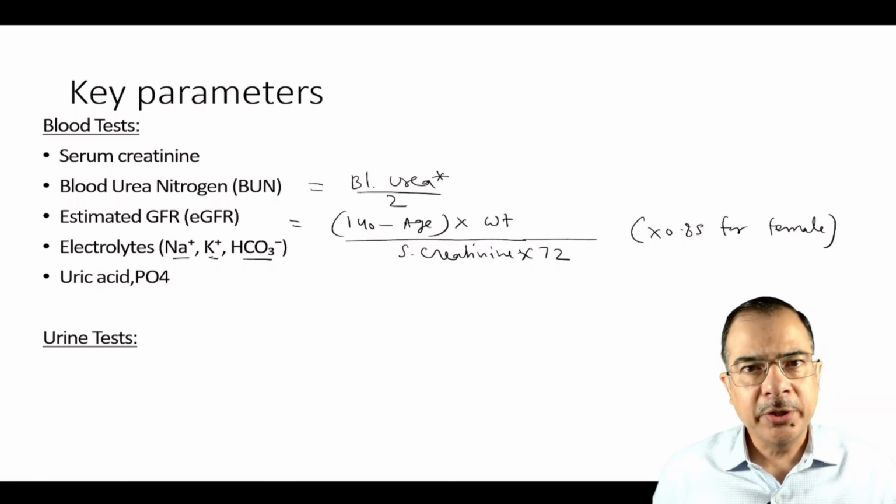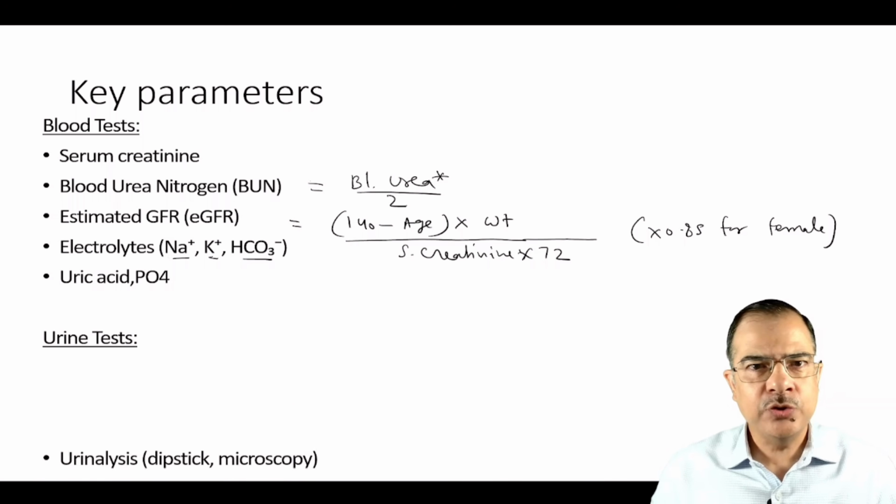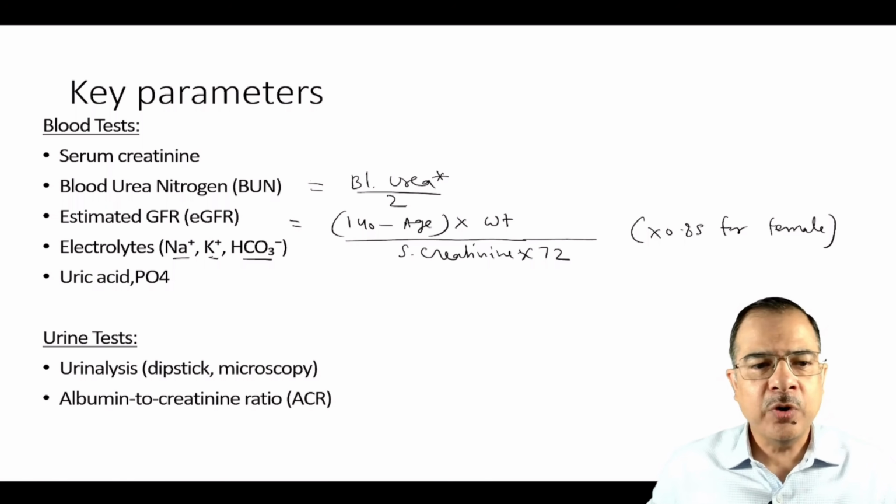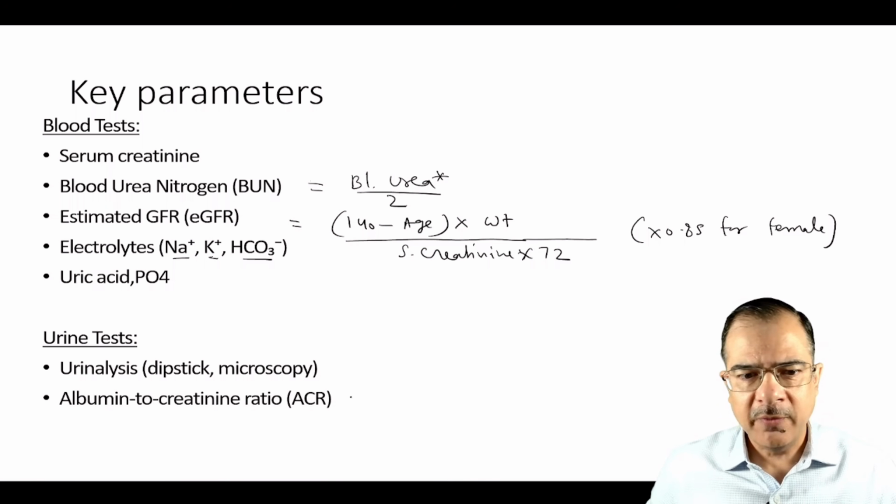Now coming to the urinary tests. So urinary tests to be done are simple urine analysis. Dipstick, we go for the proteinuria, or we go for the RBC or RBC casts in the microscopy. This is very important, albumin to creatinine ratio, one of the parameters which is missed in a routine OPD. So this can be done as a spot investigation.